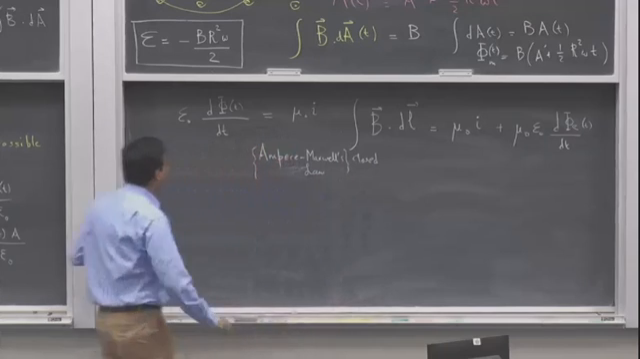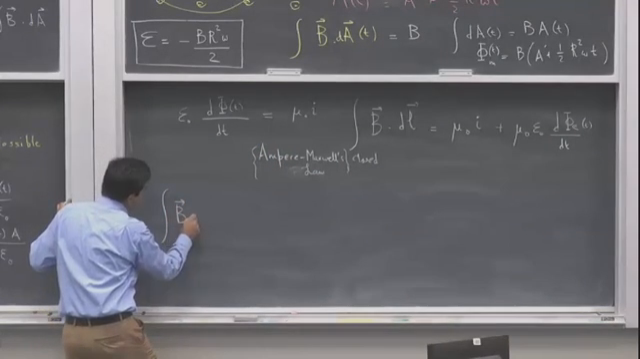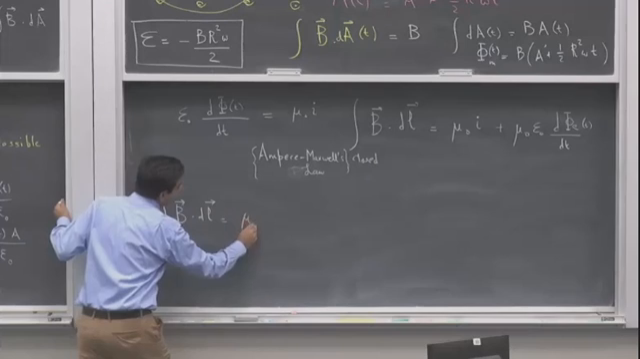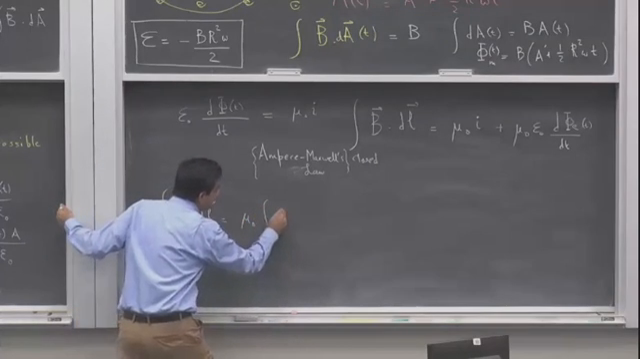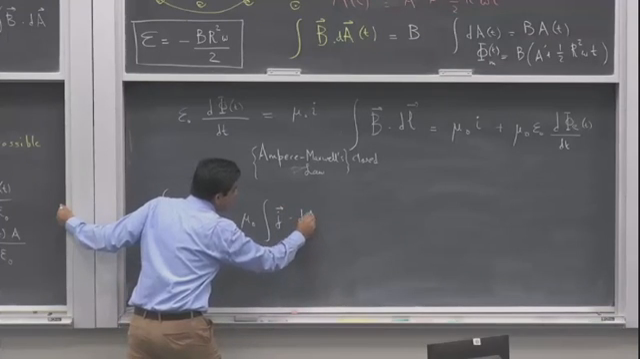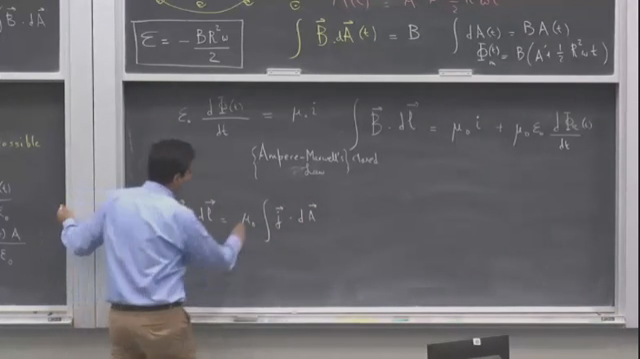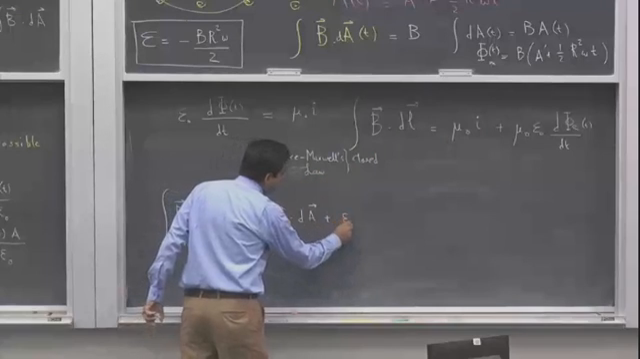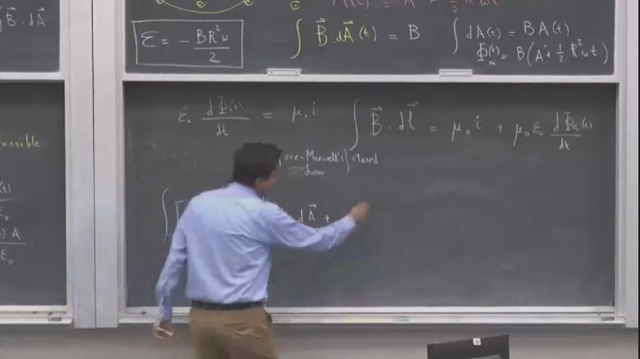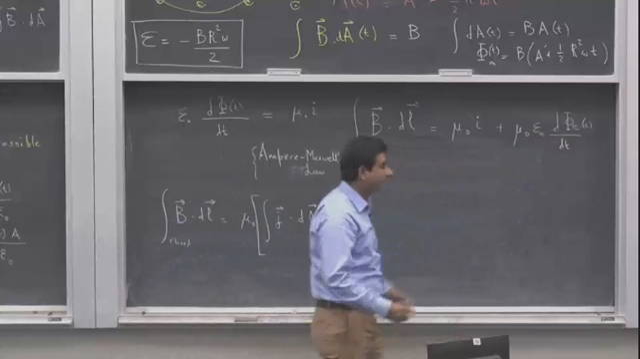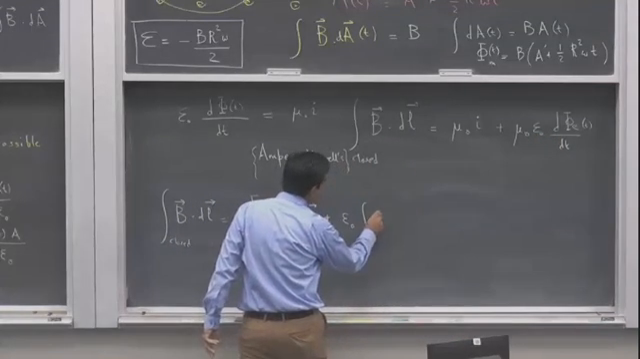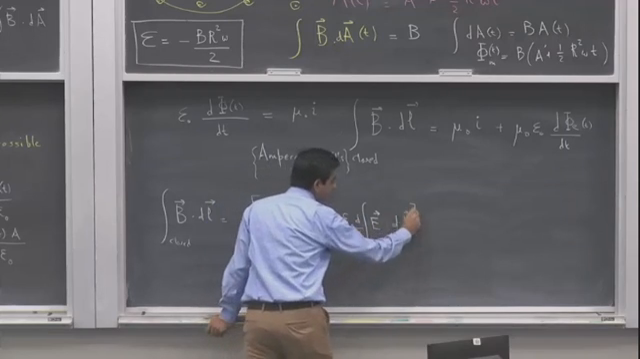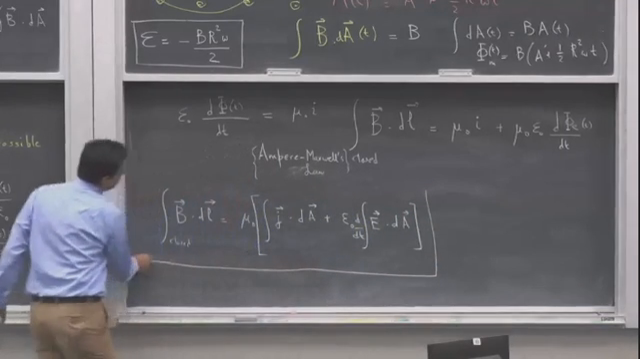Let me write it in another form. B dotted with dl about the closed path equals mu naught times J dotted with dA, this is I, plus epsilon naught times the electric flux through that area, which is E dot dA, and its time derivative. This is Ampere-Maxwell's law.